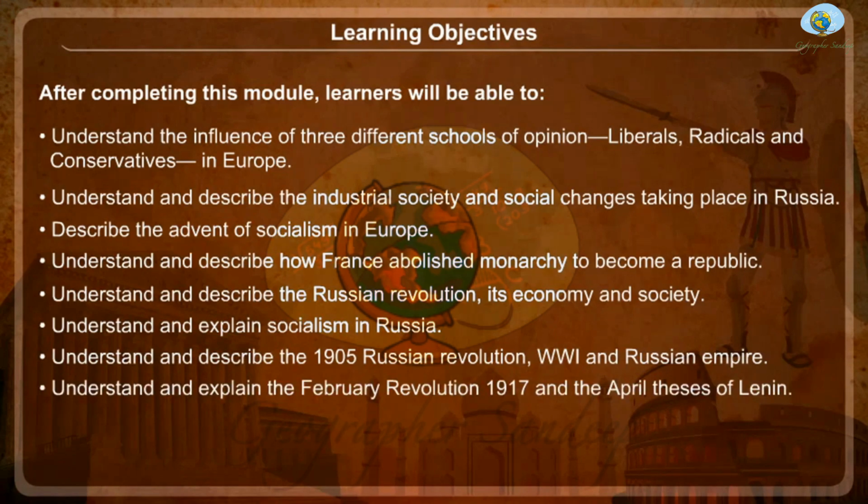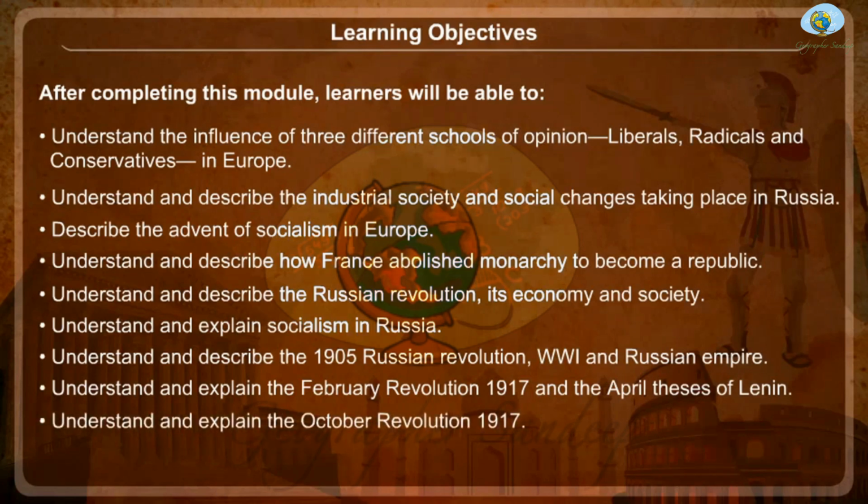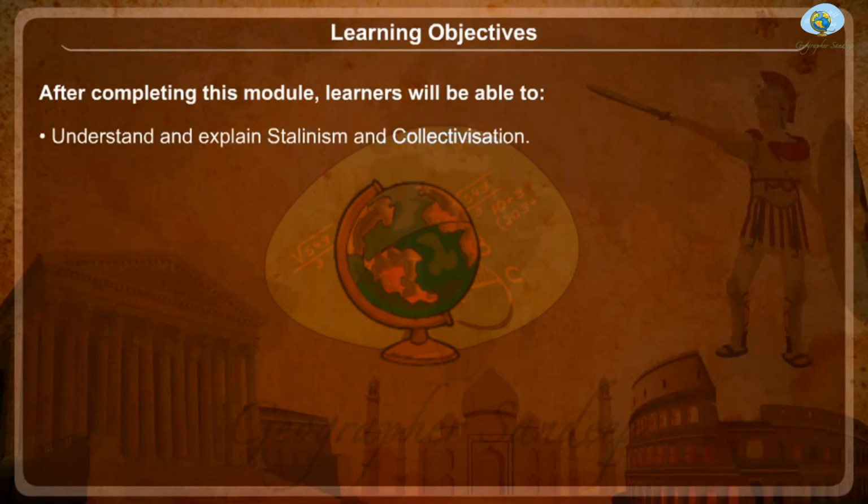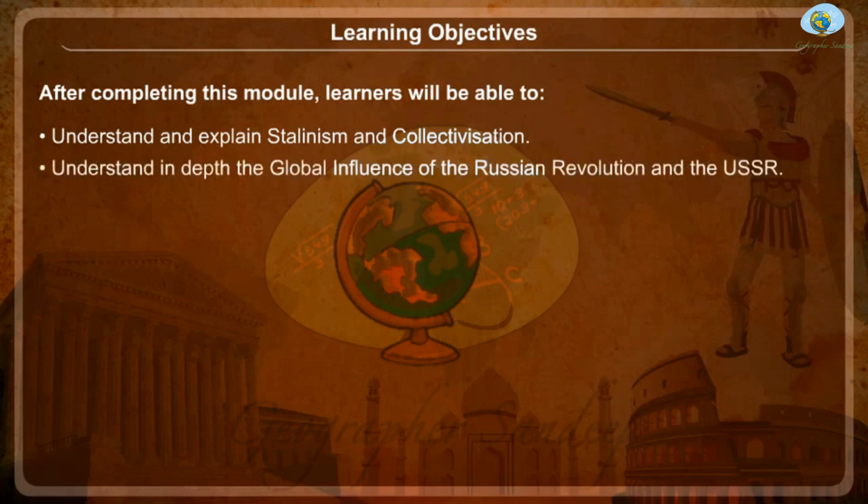Understand and explain the February Revolution 1917 and the April Theses of Lenin. Understand and explain the October Revolution 1917. Understand and explain the Civil War. Understand and explain Stalinism and collectivization. Understand in depth the global influence of the Russian Revolution and the USSR.